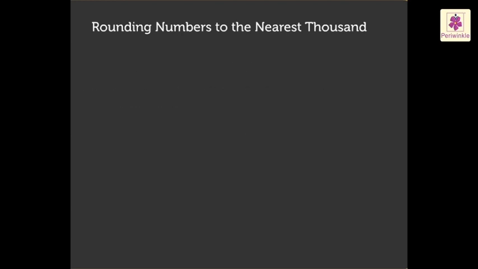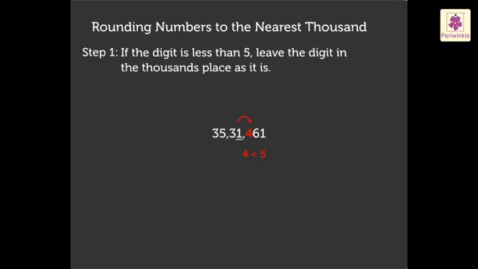Now, let us look at another example. Round 35,31,461 to the nearest thousand. First, look at the digit to the right of the thousands place, which is 4 here. Now, as 4 is smaller than 5, we leave the digit in the thousands place as it is. Therefore, 1 remains as 1 itself.